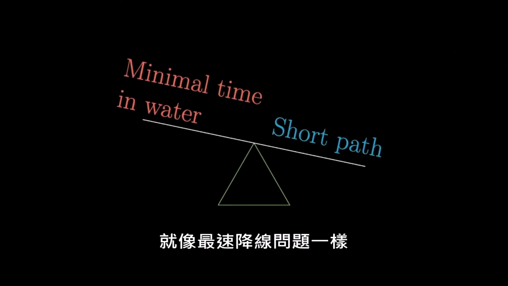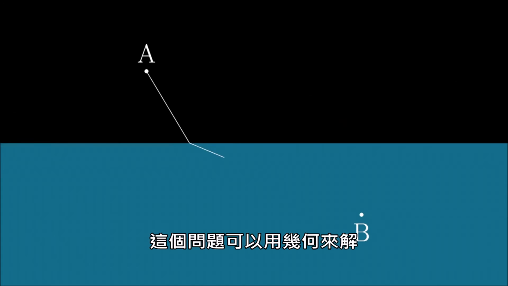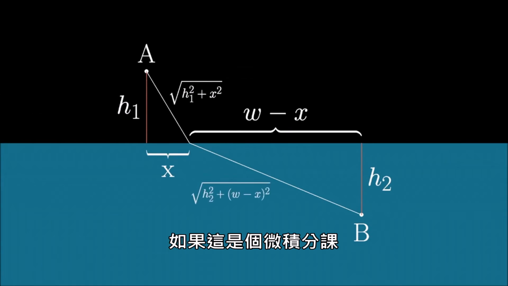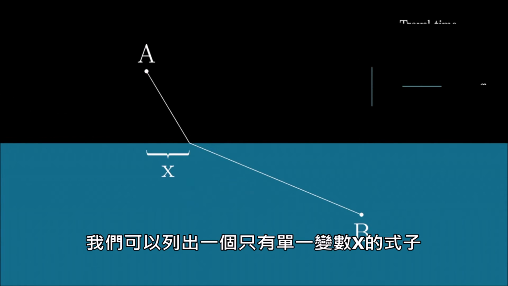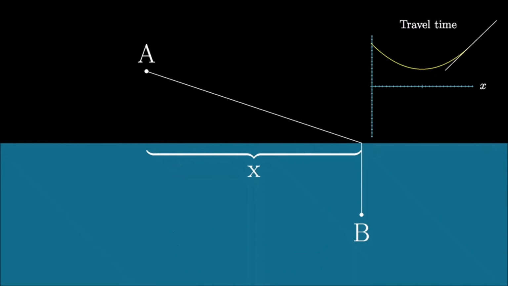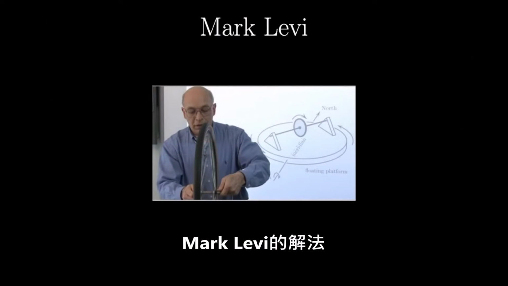As with the brachistochrone problem, we find ourselves trying to balance these two competing factors. It's a problem that you can write down with geometry. And if this was a calculus class, we would set up the appropriate equation with a single variable x and find where its derivative is 0. But we've got something better than calculus, a Mark Levy solution.